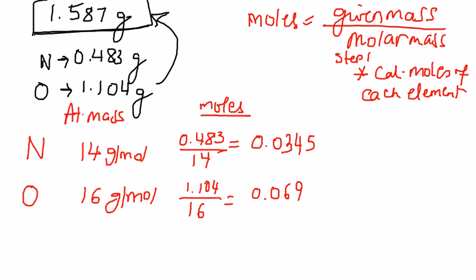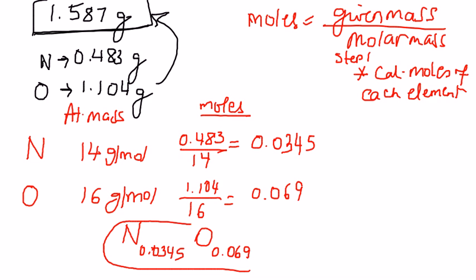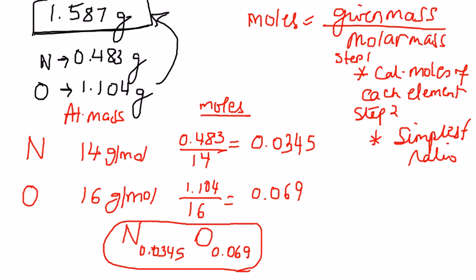So this formula kind of looks like nitrogen at 0.0345, oxygen is at 0.069, which kind of looks like a very funky way of writing a formula. What must you do? The last step to do this, which is the second step really, is to get the simplest ratio. And in order to get the simplest ratio, one really must divide both the numbers by the smallest possible number. In this case, that smallest number happens to be 0.035.